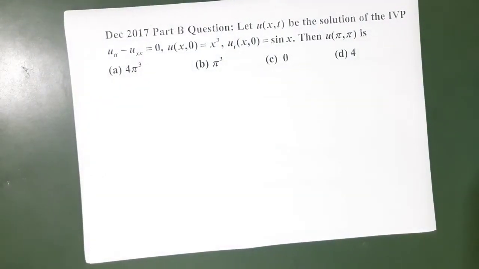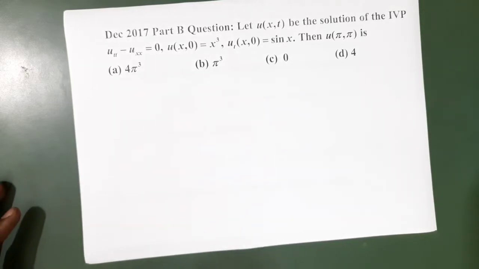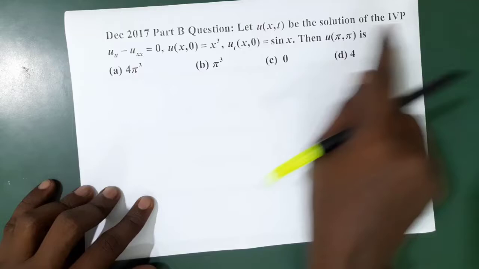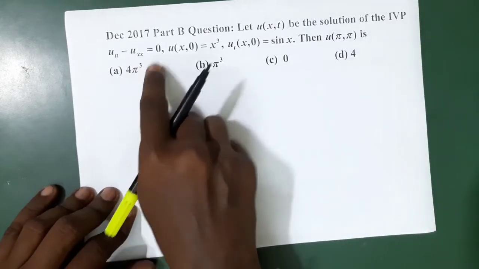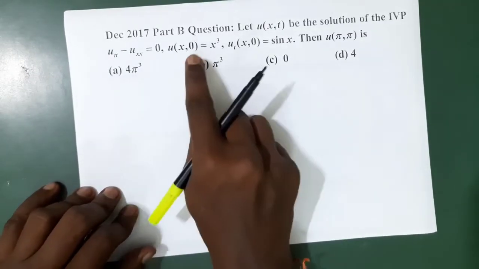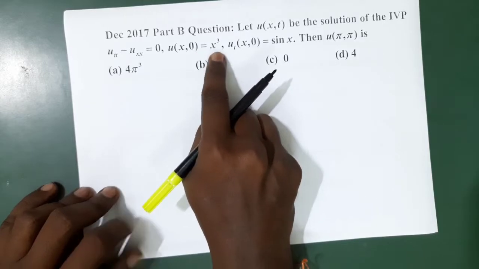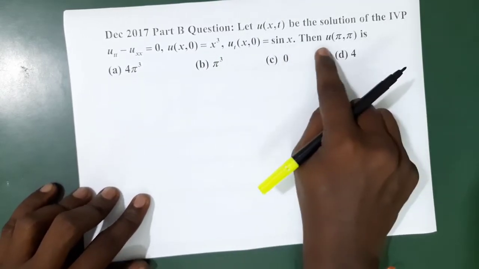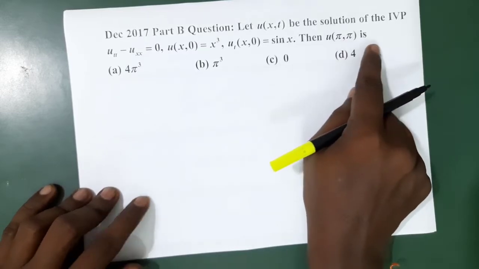Next we are going to discuss the question. Let u of x comma t be the solution of the initial value problem: u_tt minus u_xx is equal to 0, u of x comma 0 is equal to x cube, u_t of x comma 0 is equal to sin x. Then u of pi comma pi is?